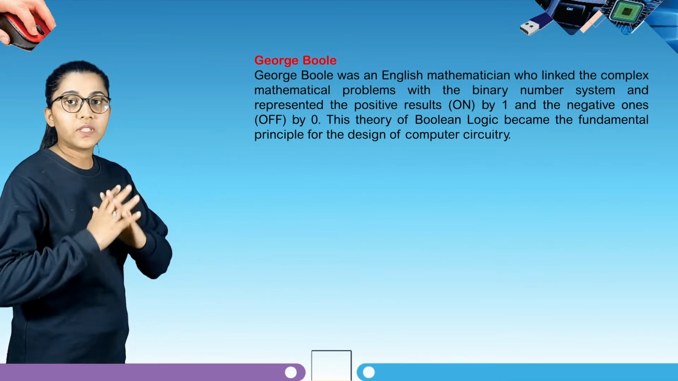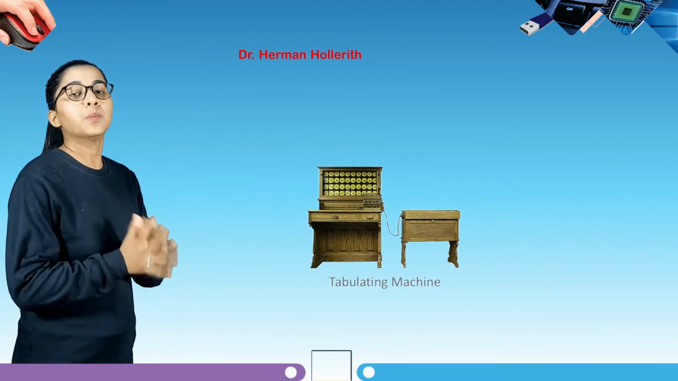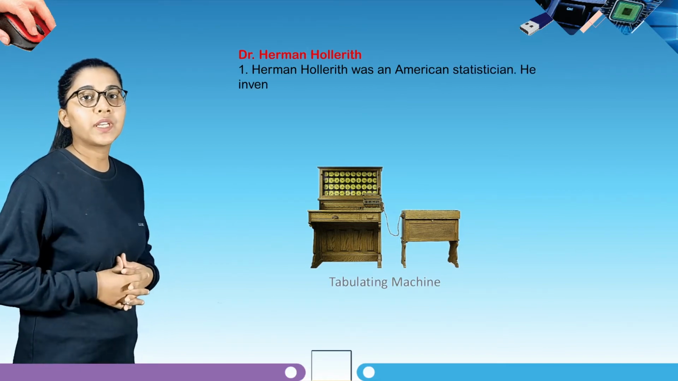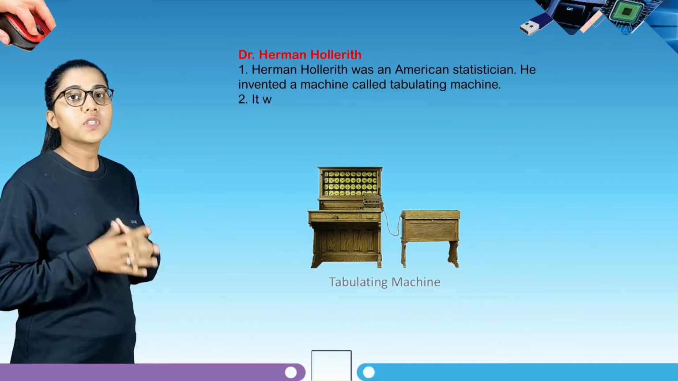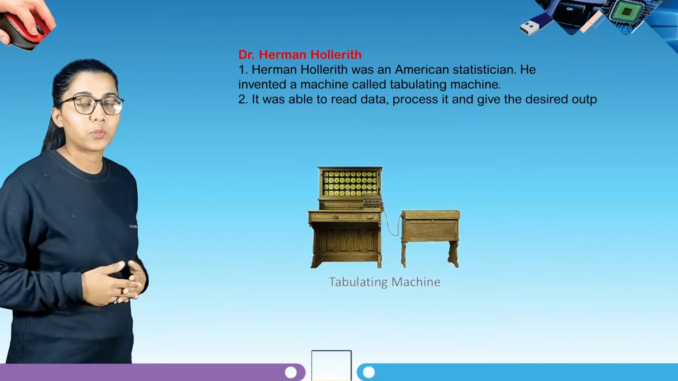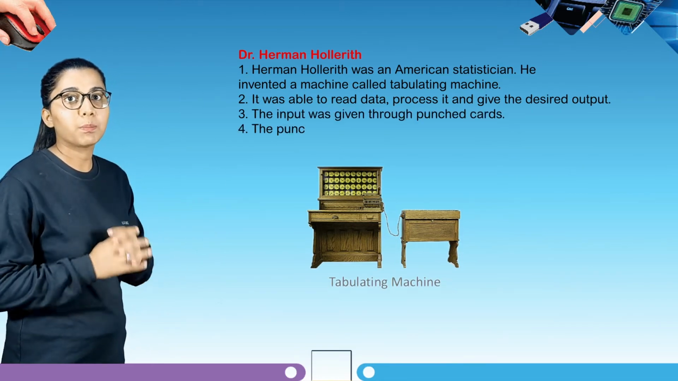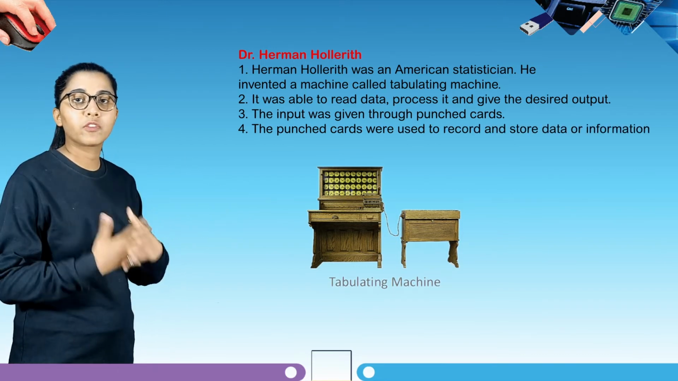Now students, our next inventor is Dr. Herman Hollerith. Herman Hollerith was an American statistician. He invented a machine called tabulating machine. It was able to read data, process it and give the desired output. The input was given through punched cards. The punched cards were used to record and store data or information.